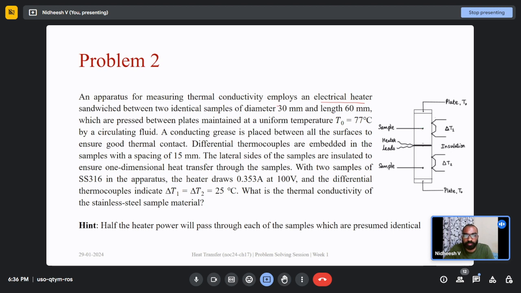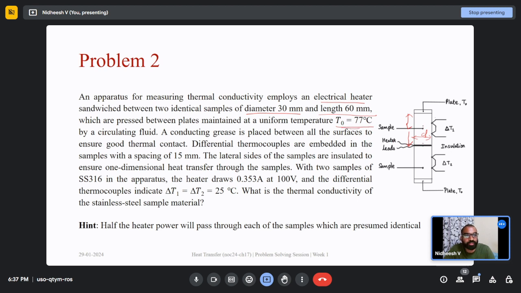Diameter is 30 mm and length is 60 mm. This is what you need to understand. Then, the samples are pressed between plates maintained at a uniform temperature T0 equal to 77 degrees Celsius.